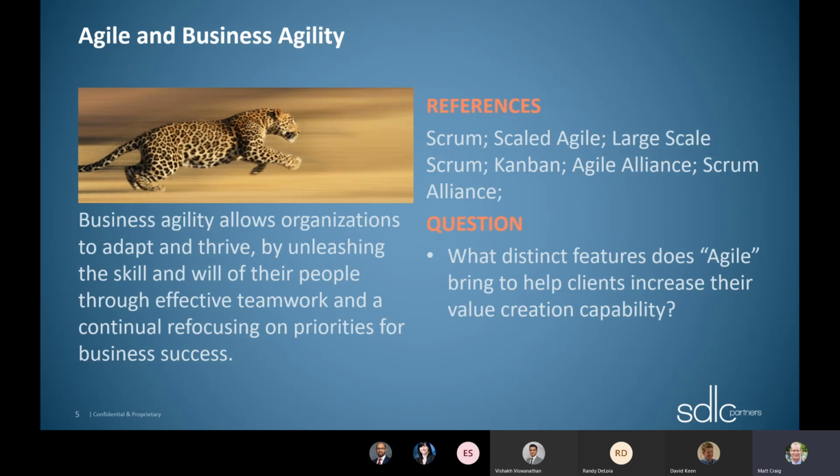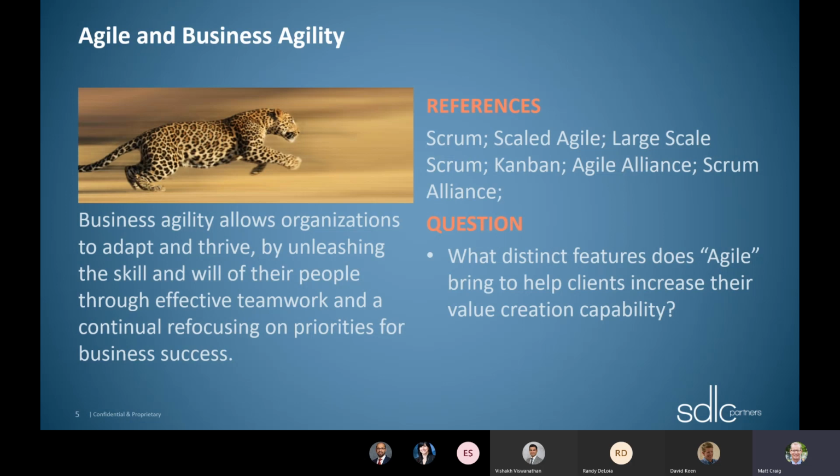The first thing, agile and business agility particularly. So I've tried to offer a brief summary of what I think of as business agility. This is the ability for organizations to adapt and thrive, to unleash the skill and will of their people, the motivation of their people, through teamwork, engaged teams, self-organizing teams, and this essence of continually refocusing on priorities and adapting to drive business success. So those are some of my really brief summary thoughts about why agile or business agility.